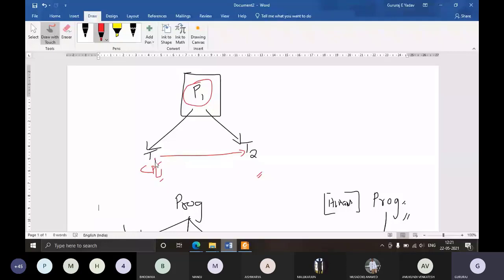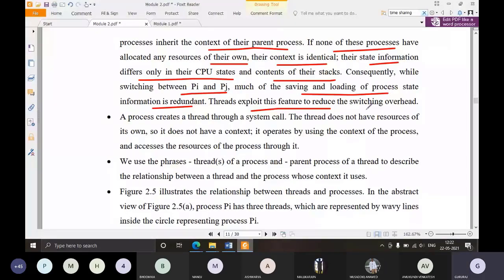So in that case, since only minor differences are there, since T1 and T2 are sharing the same context of the process, those minor differences will be taken care of easily, and it will take less time to switch between threads. Getting it? So that is why the thread concept was brought in. The process creates a thread through a system call.